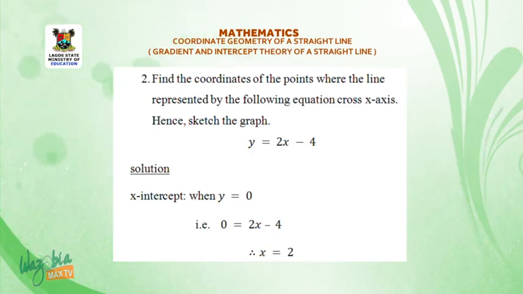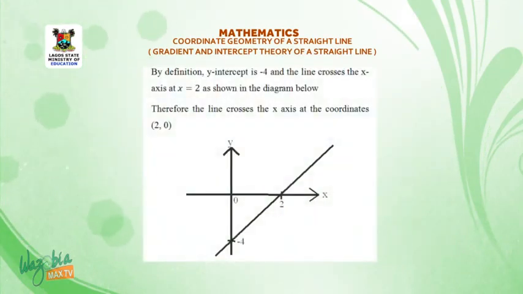x-intercept. That is when y is equal to 0. That is 0 is equal to 2x minus 4. Therefore, x is equal to 2. By definition, the y-intercept is minus 4. And the line crosses the x-axis at x is equal to 2 as shown in the diagram below. Therefore, the line crosses the x-axis at the coordinate (2, 0).